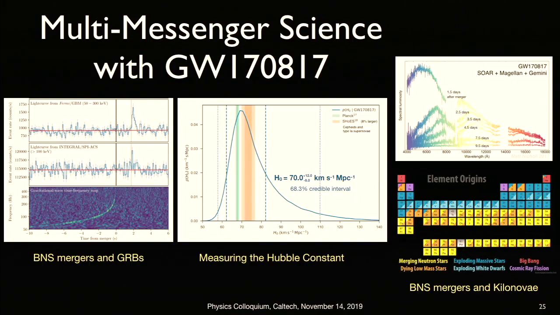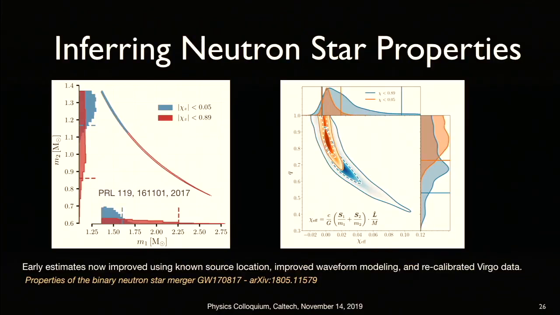So correlation between binary neutron star mergers and gamma ray bursts. It has enabled a new way of measuring the Hubble constant and doing cosmology by using binary neutron stars as standard candles, or standard sirens, to measure the scale of the expanding universe. And the identification of a kilonova following the event allowed us to correlate the binary neutron star merger with formation of heavy elements. So that's lots of rich science that has happened since.